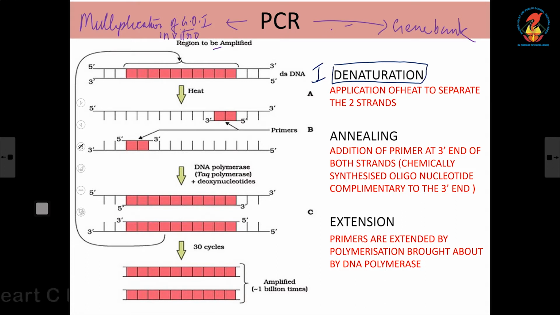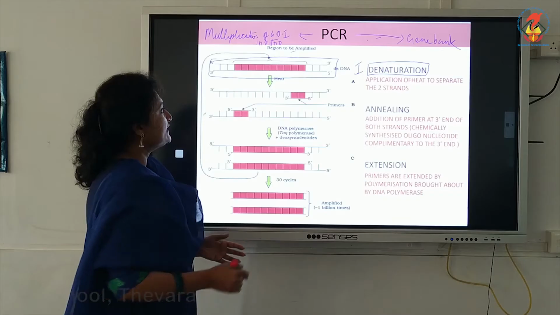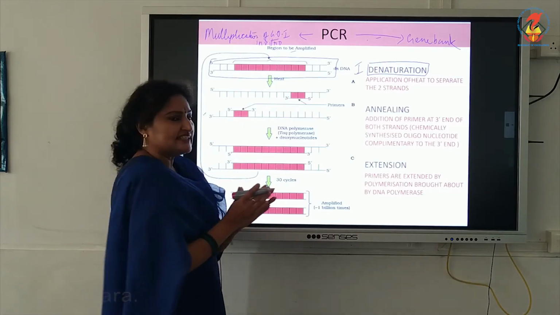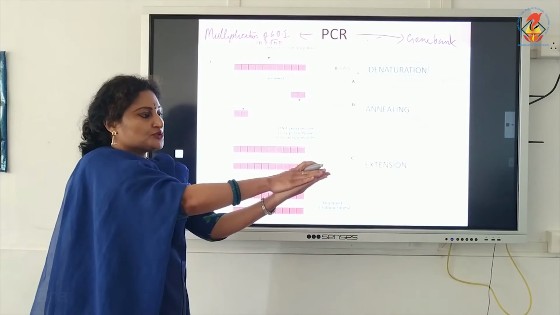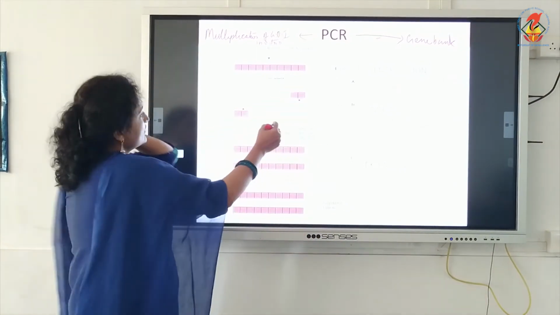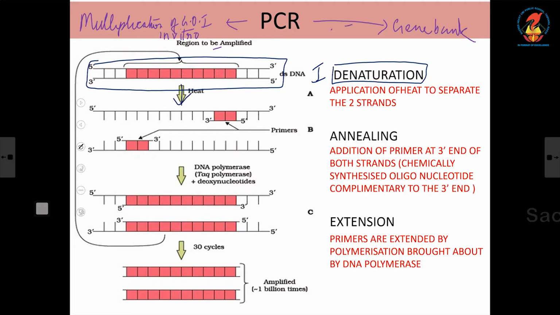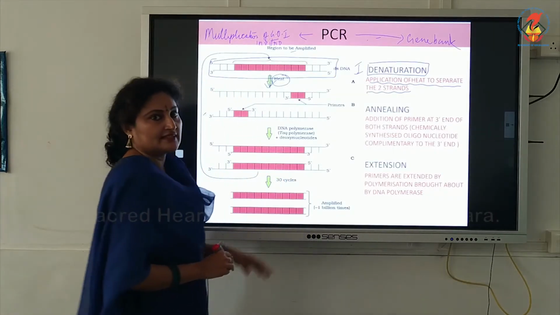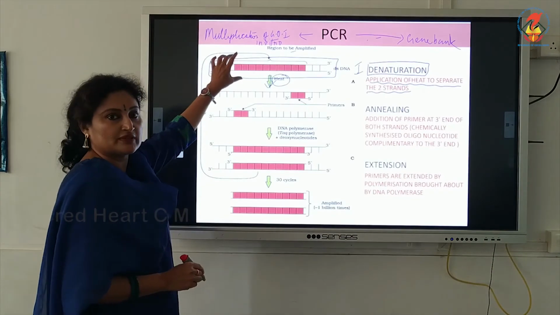So, look at this DNA. All of you focus at this DNA. It is a double stranded DNA. Heat is applied, and when a lot of heat is applied, what happens to the 2 strands of DNA? It separates. So, this will result in the separation of the 2 strands of DNA. One strand is running in the 5' to 3' direction, the other strand is running in the 3' to 5' direction. So, they separate with the help of heat. So, the first step is application of heat to separate the 2 strands of DNA. That is called denaturization. Support it with this diagram.